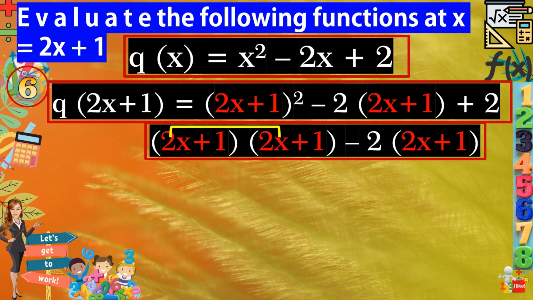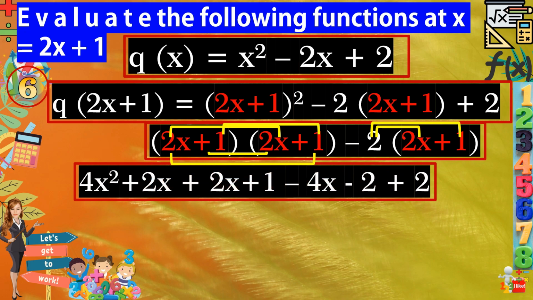First, 2x times 2x equals 4x squared. Outer, 2x times 1 equals 2x. Then inner, 1 times 2x equals 2x. And last, 1 times 1 equals 1. For the distributive property, negative 2 times 2x equals negative 4x. And negative 2 times 1 equals negative 2.